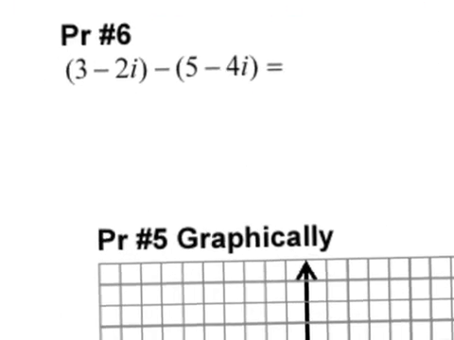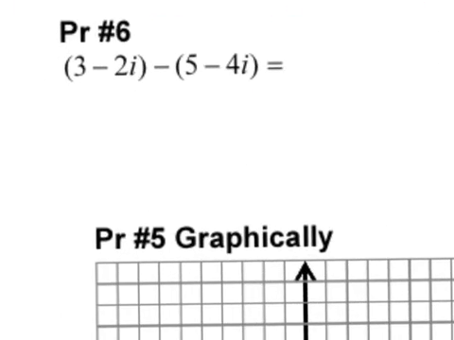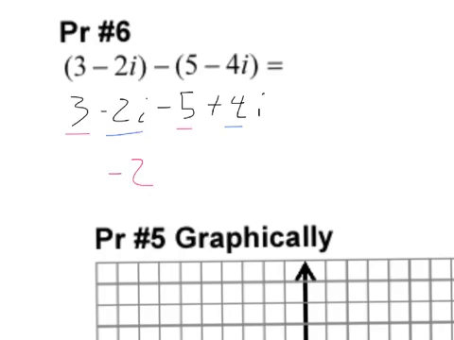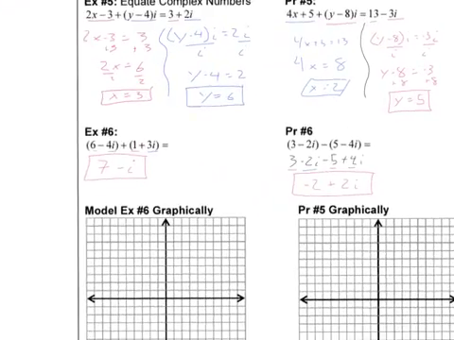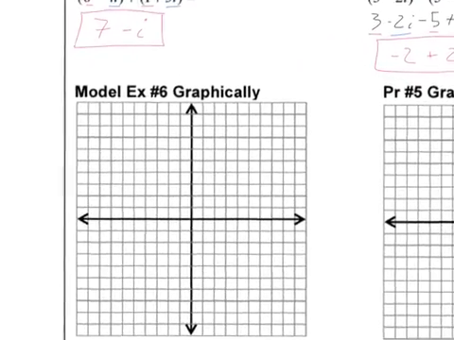Okay, how about this one? Well, the only trick here is you got to distribute that negative. So this is actually a negative 5 and a positive 4i. And this is the same. And we're going to do the same thing. We got a real part, we got an imaginary part. 3 minus 5 is negative 2, and negative 2i plus 4i is positive 2i. That is it.